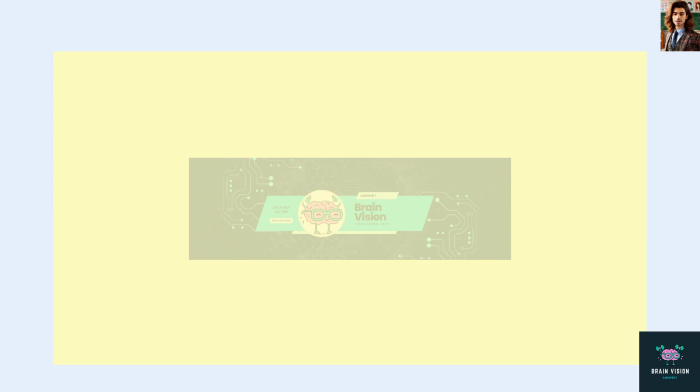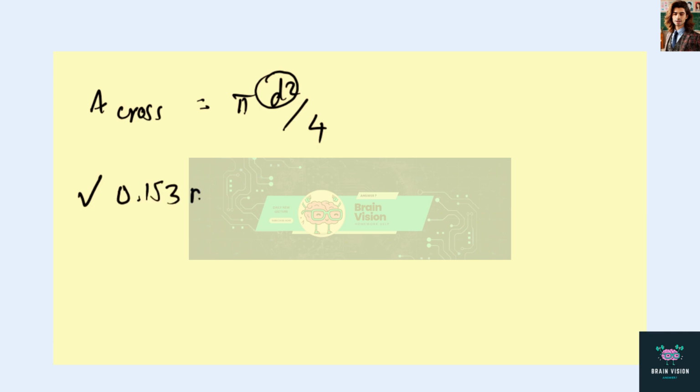Moving on to the last part here. We're solving for D in this case. A cross is equal to pi D squared over 4. So solving for D in this instance, when we solve for D, we have the root of 0.153 meters squared, which is equal to 0.391 meters. That is equal to D.